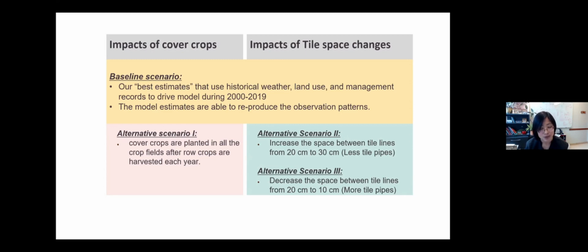Then we set up 3 alternative scenarios. In the first alternative scenario, we assume all the cover crop were planted in all the crop fields after the primary row crop are harvested each year. And in the second and third alternative scenarios, we increase and decrease the space between tile lines by 50%, which represents less tile pipelines and more tile pipelines respectively. Then we compare them with the baseline simulation to estimate how water and nitrate loading would change.